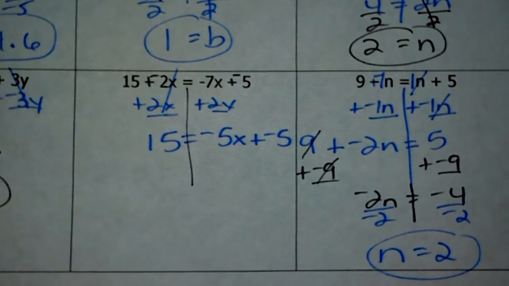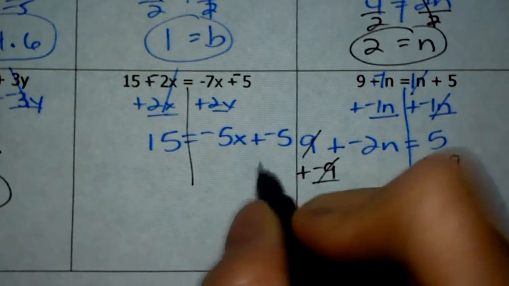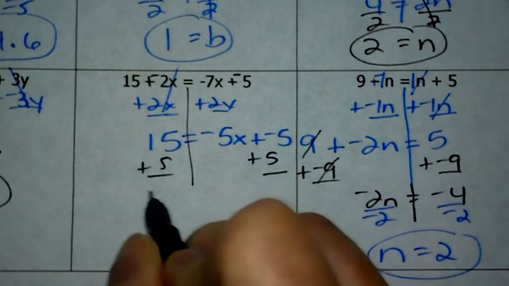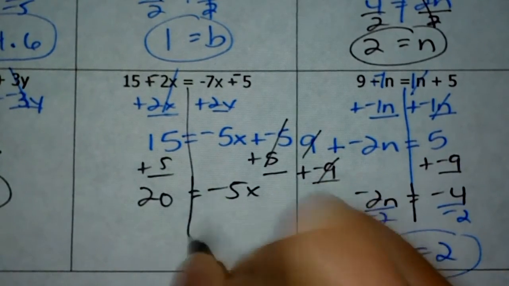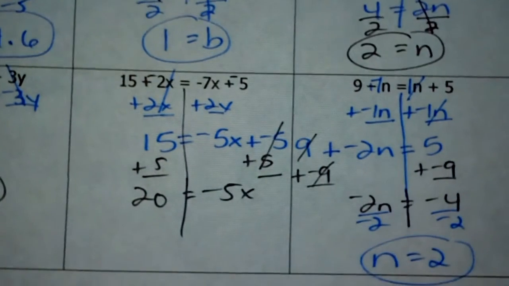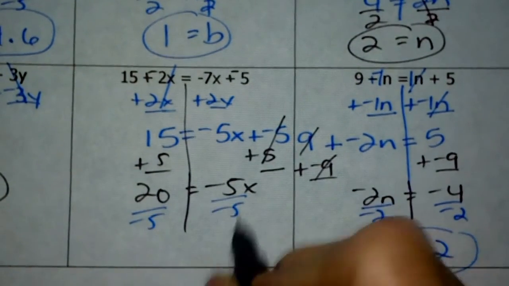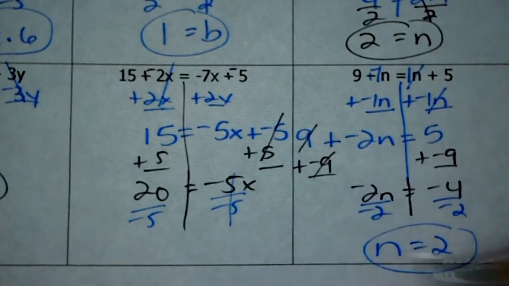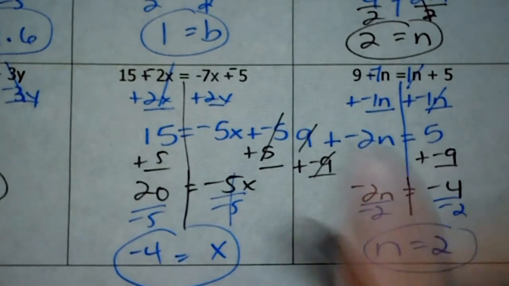Now, it's just a little two-stepper. I need to get rid of this negative 5 that's being added to the negative 5x. To do that, you add a positive 5. 15 plus 5 is 20, and those are gone, so negative 5x is what's left. Now it's a multiplication one step. To undo that, I'm going to divide by negative 5. Remember, don't change signs. I want to divide this number by itself to get 1, because 1x is the same as x. And 20 divided by negative 5 is a negative 4.